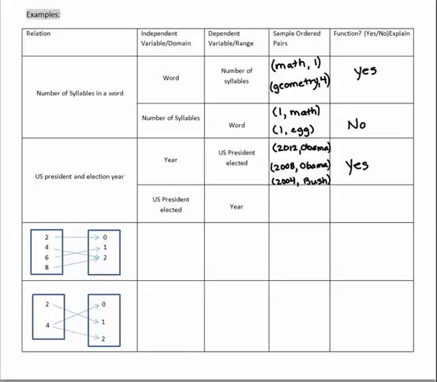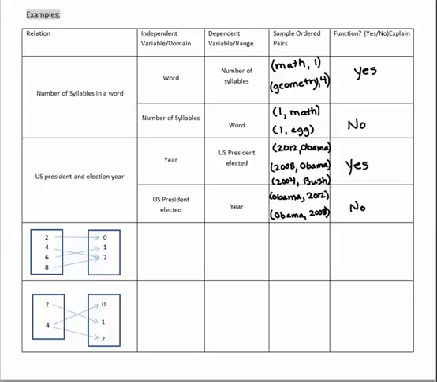What about the other way around? Well, if I start with the president, for example, Obama, what is his election year? Well, now you don't know what I'm talking about, whether I'm thinking about 2012 or 2008. There's not just one output. There's two possibilities for the input of Obama. And so I have to say that this is not a function.